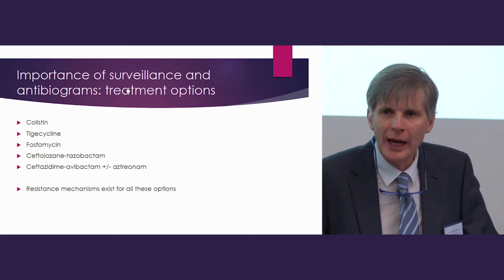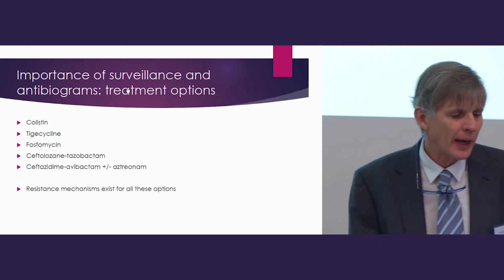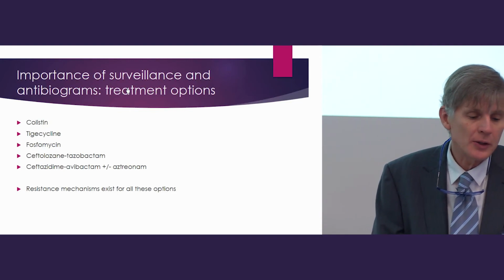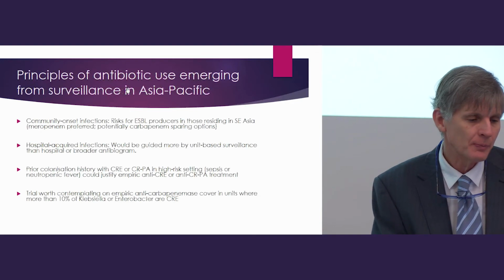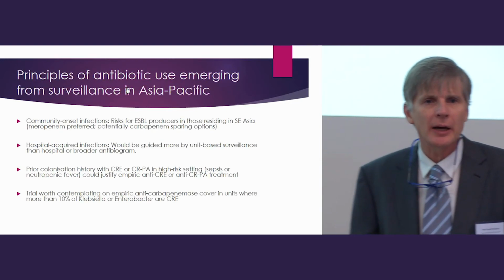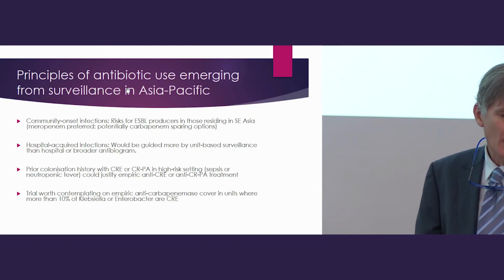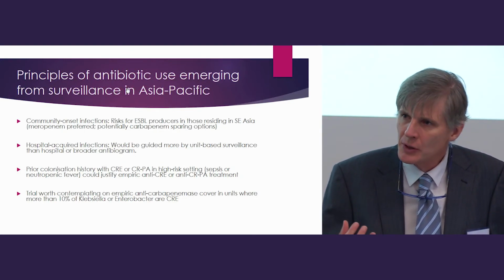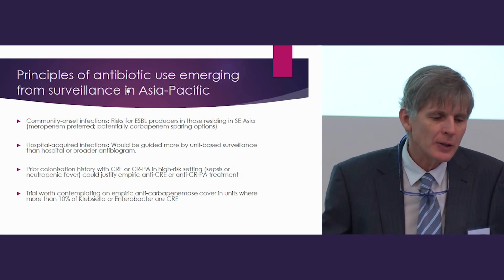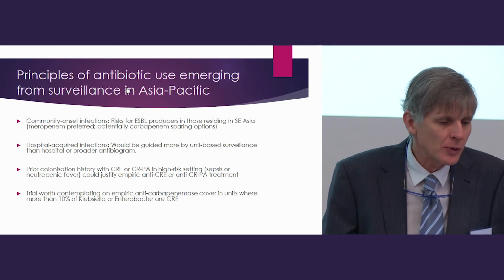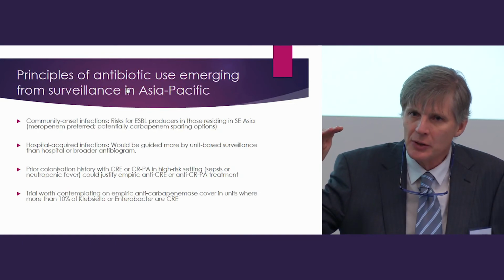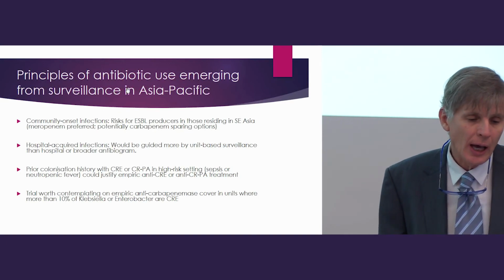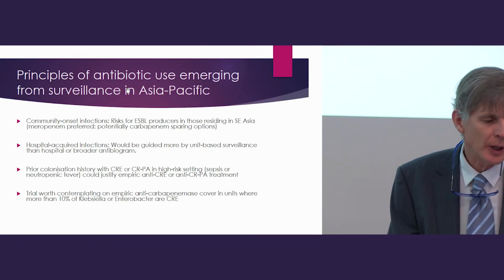For colistin, I haven't gone into the emerging resistance mechanisms, but they are now numerous. And tigecycline and fosfomycin, as well as the newer drugs, all have particular resistance mechanisms. So from my point of view, to boil all that down into some principles of antibiotic use, for community onset infections, if we're treating them here in Australia, we've got to consider whether there is a risk for an ESBL producer. Certainly residence in Southeast Asia is a substantial risk factor, and there are a variety of other risk factors such as being in a nursing home or even being of Indian origin without recent travel is potentially a risk factor for ESBL producers.